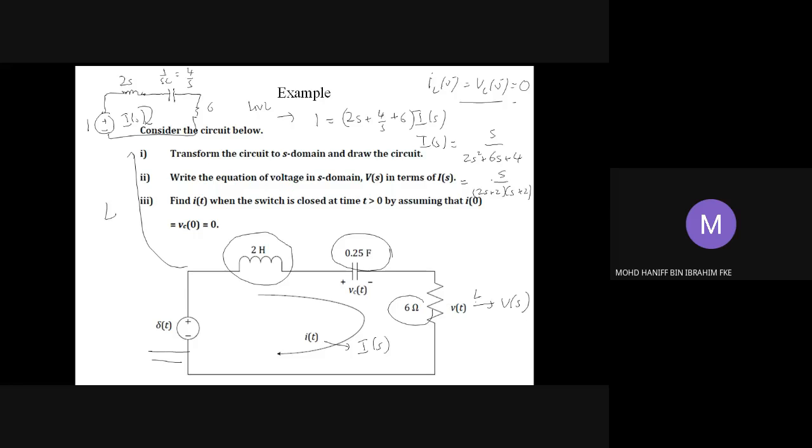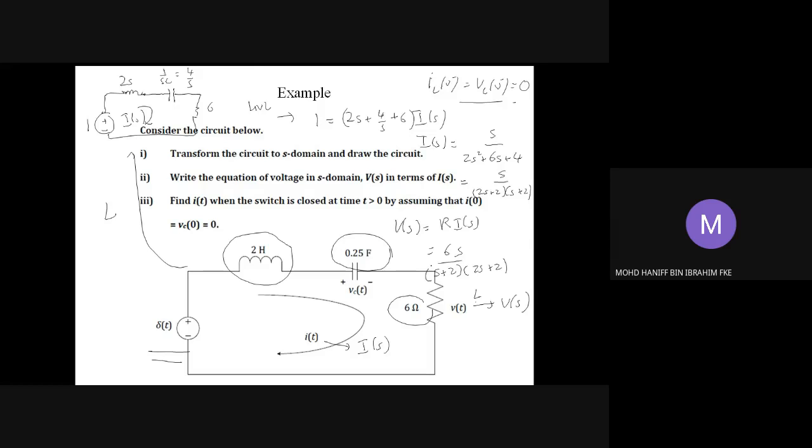So that should be the I(s) now, which is the current in the loop. The V(s) shall be written as R multiplied with I(s), the voltage across the resistor. So R is 6 ohms, and we are going to have 6s divided by (s plus 2) and 2(s plus 1). So that should be your V(s), the voltage across the resistor in the S domain.